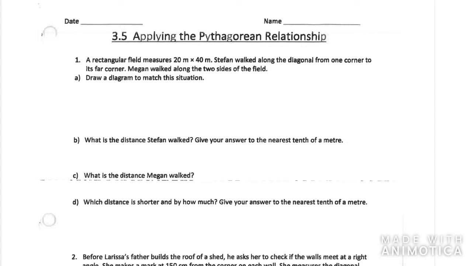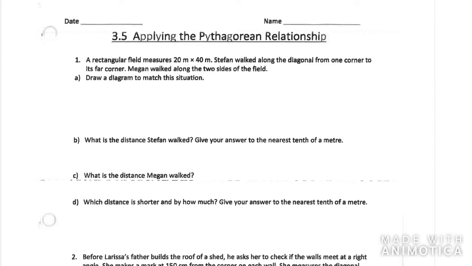So a rectangular field measures 20 meters by 40 meters. Stefan walked along the diagonal from one corner to its far corner. Megan walked along the two sides of the field. Draw a diagram to match.